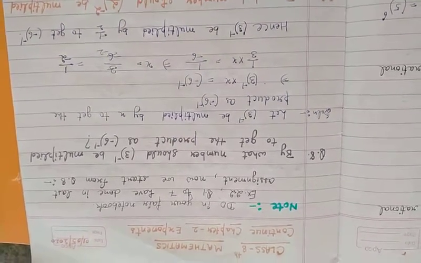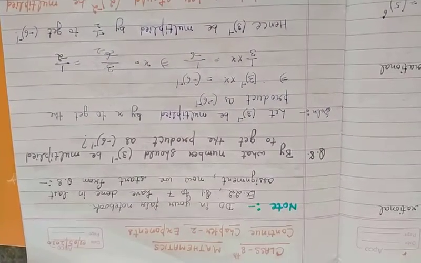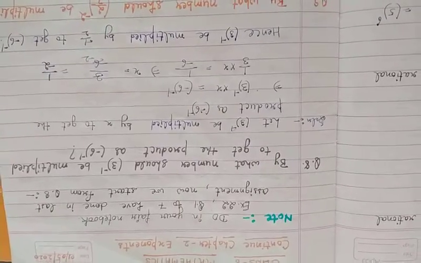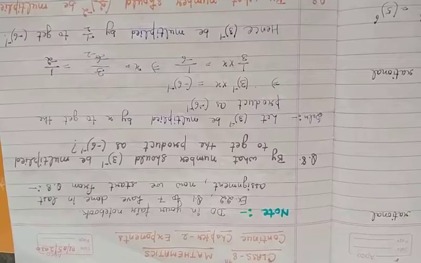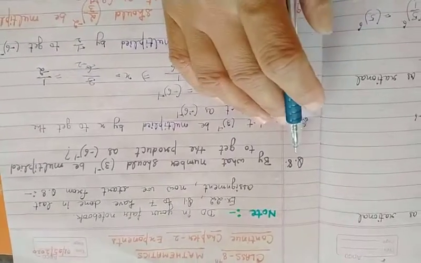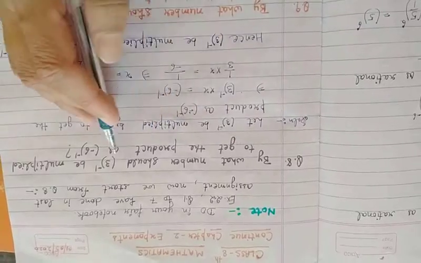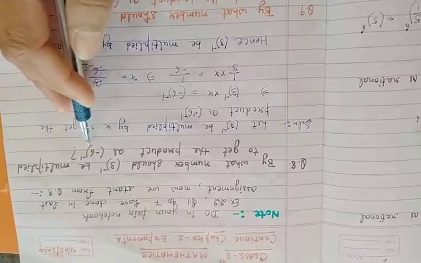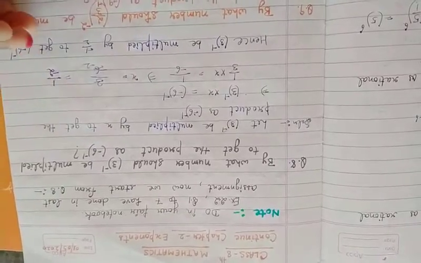Hello students, today we will talk about exercise 2.2 from question number 8. Questions 1 to 7 were discussed in the last video. So look at question number 8. By what number should 3 inverse be multiplied to get the product as minus 6 inverse?